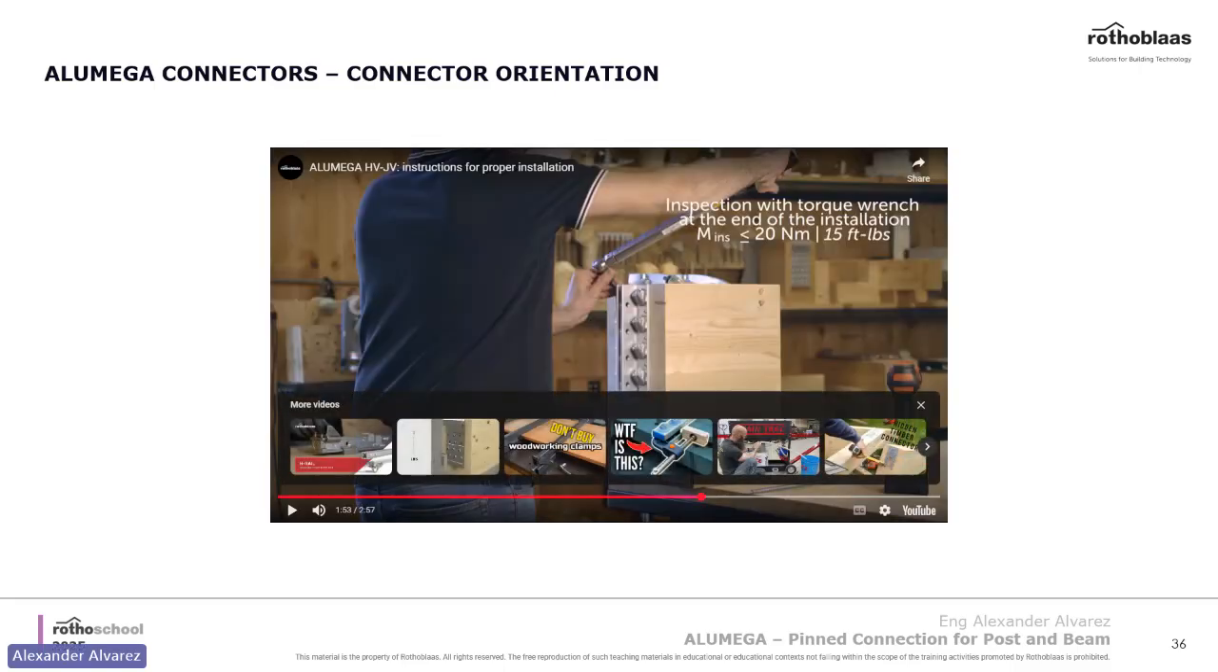Yeah, and there's a video showing you how to install the ALUMEGA, preferably the HV and the JV. Also, you may notice that they use a torque wrench or a torque limiter, which you can pair up with your power drill. The reason for that is because when it comes to any type of metal to timber connections, you have to make sure that the screws are not over torqued into the metal plates.